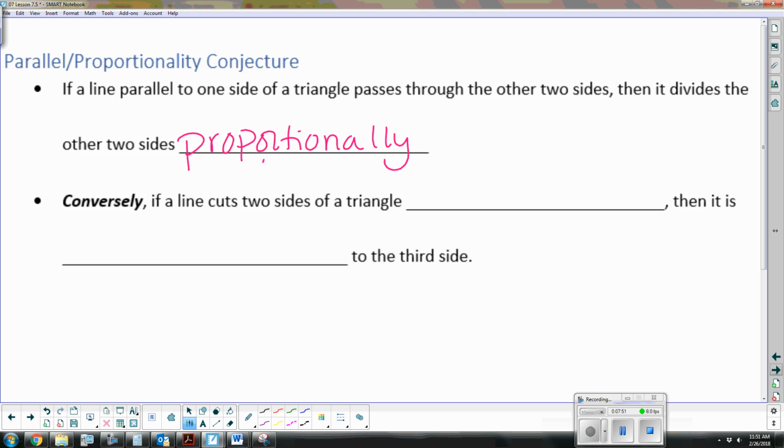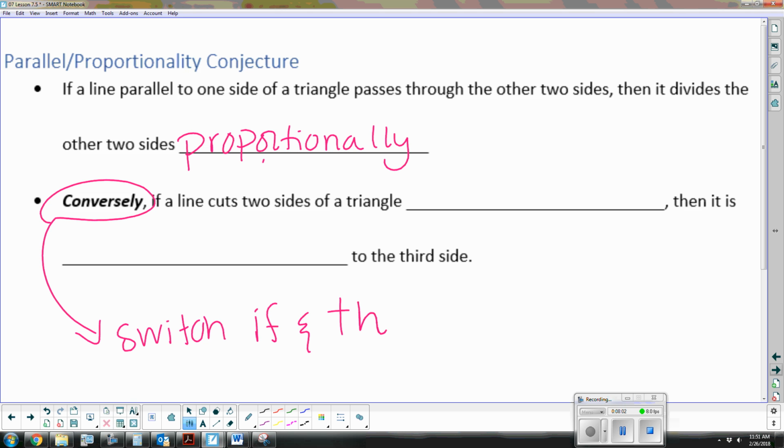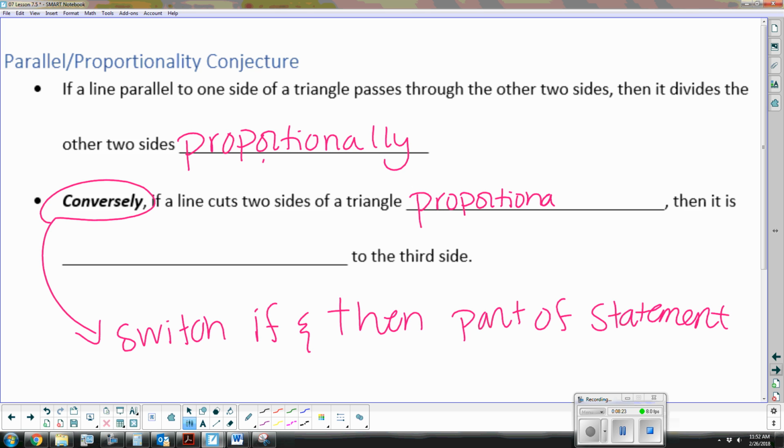And I think of converse, remember this word converse? That means we switch the if and the then part of the statement. That's how we get a converse statement. So conversely, if a line cuts 2 sides of a triangle proportionally, then it is parallel to the 3rd side. So that's how we can show lines are parallel, is if the 2 sides are split proportionally.